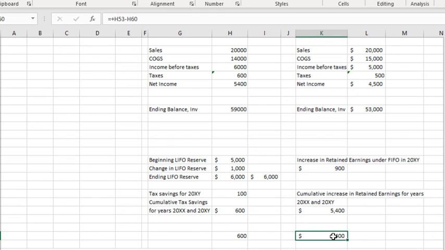The total increase over the years when you use FIFO is going to be $5,400, just like we calculated here. Now I'm calculating based on LIFO reserve. And the tax savings under LIFO, which is the advantage of LIFO, is going to be $600.